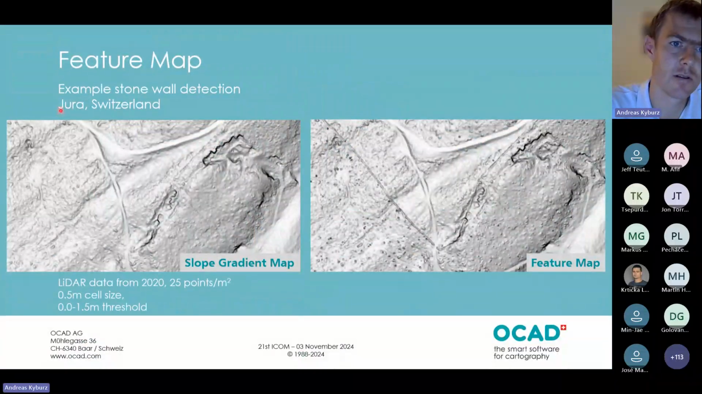Another possible use is to detect the stone wall. On the slope gradient map, I cannot see the stone wall, which is clearly visible on the feature map.